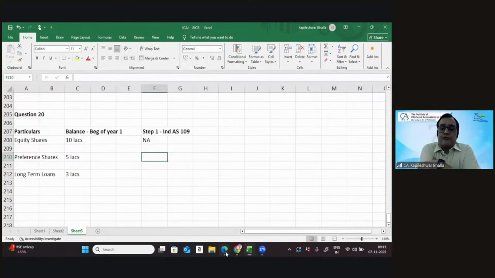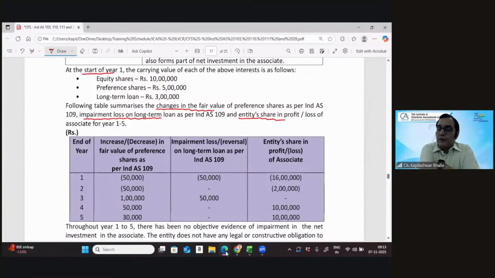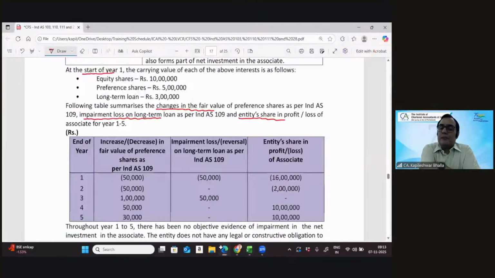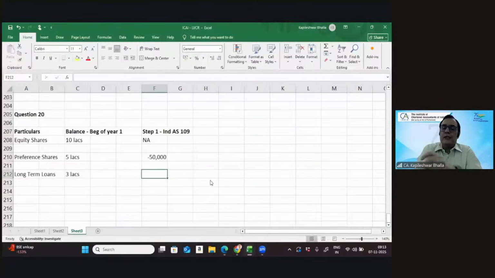So in terms of preference shares, I need to consider whatever is the fair value change. In the year number 1, we're given there is a fair value decrease to the extent of 50,000. So let's book the decrease to the extent of 50,000. And the long-term loans, we need to consider the impairment loss. In the first year, there is a 50,000 impairment loss. Let's also book the impairment loss in this case. So in step number 1, you need to account for these investments under 109, leaving the equity shares. All other investments are accounted under 109.